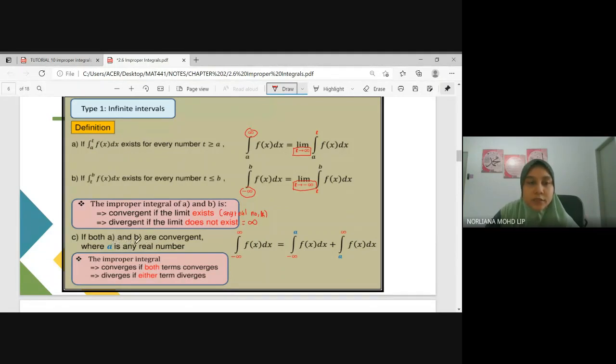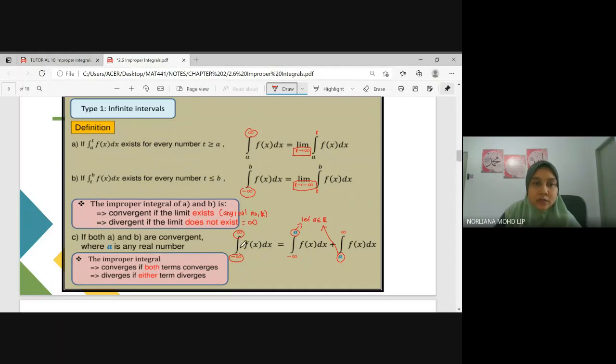Now, if the integral of f(x) consists of the interval negative infinity to infinity, we have to separate it into two terms. The interval is from negative infinity to a, where we can let a be any real number, plus the integral of f(x) from a to infinity. Here a is the same any real number. So you have to separate it into two parts of the interval.